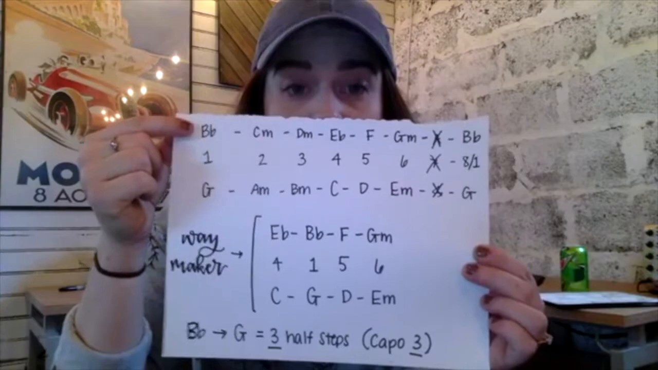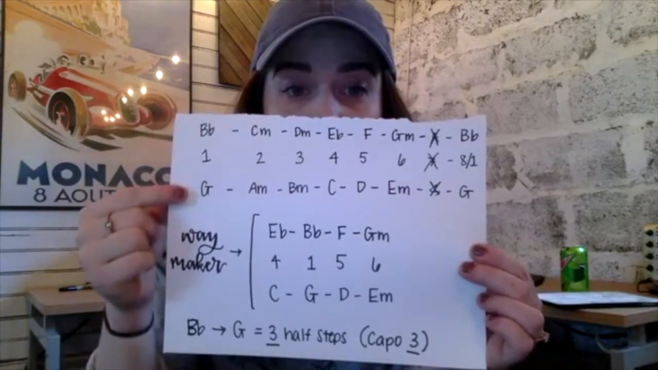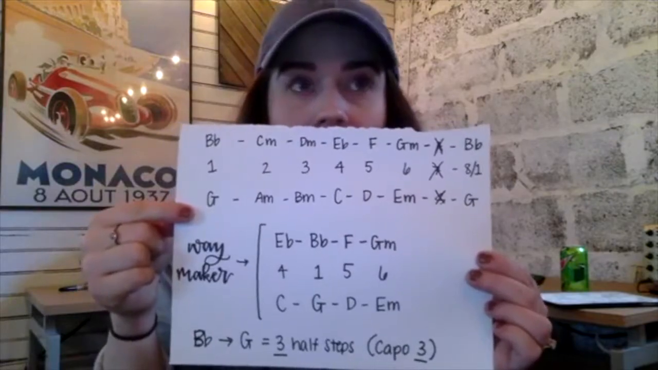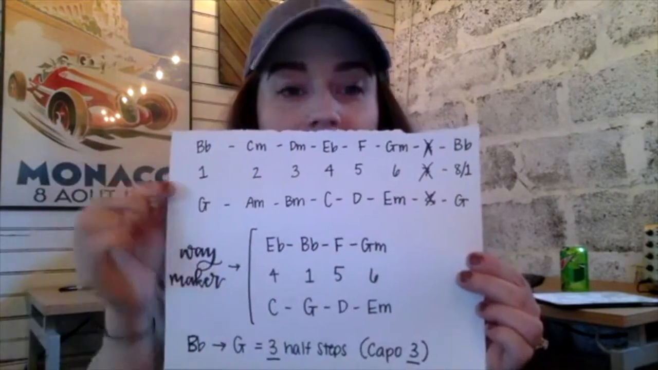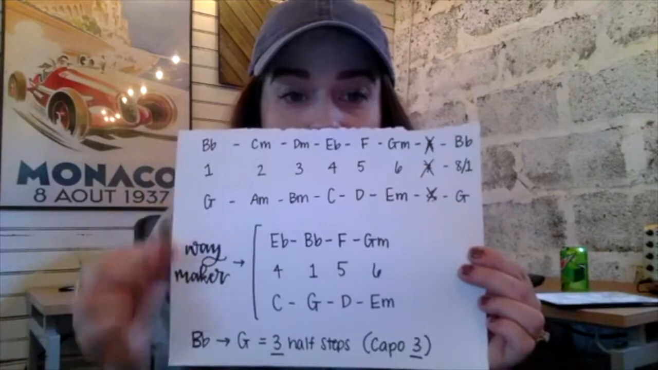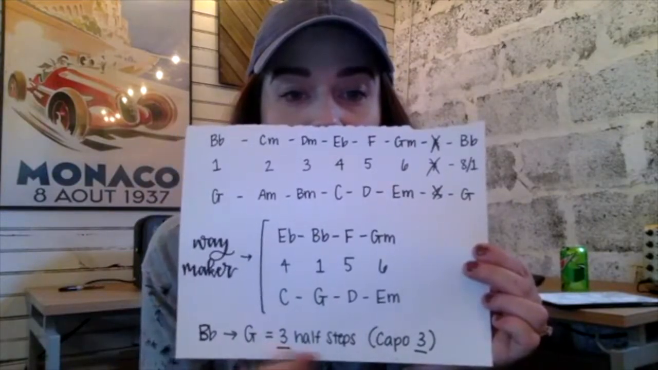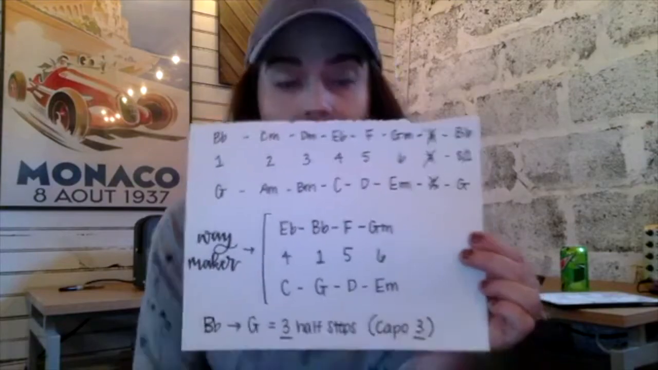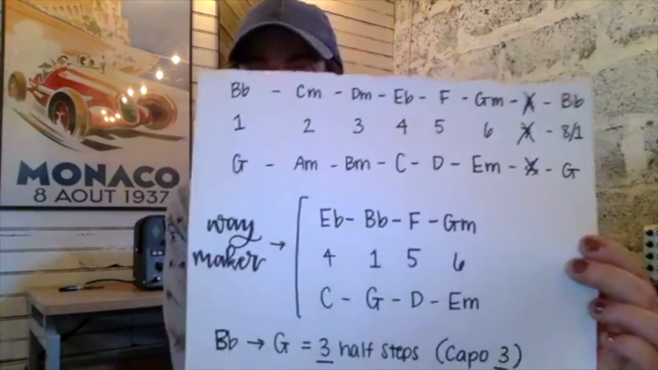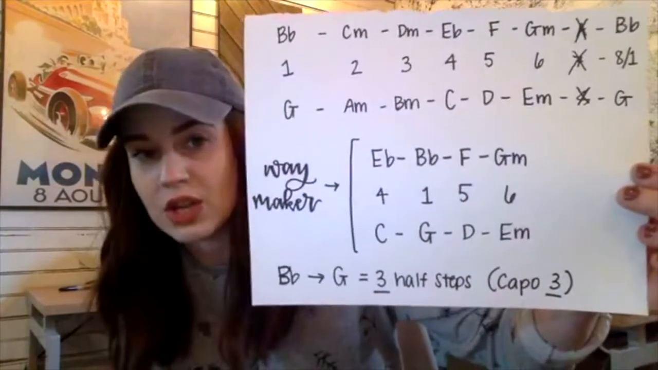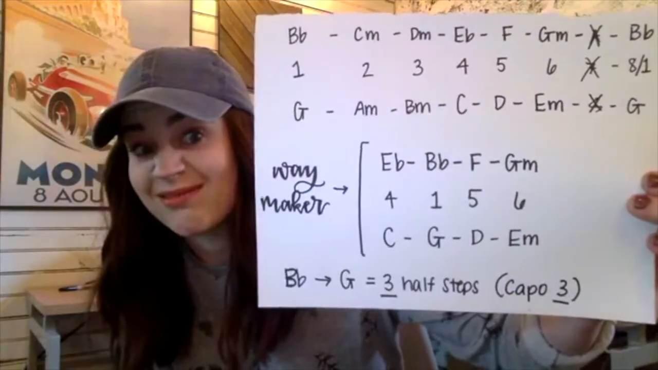your original key and then going down to the key that I know how to play. B flat down to G is 3 half steps, so capo 3. Okay, so this is one example of you transposing to the key of G, one that you know how to play. Okay, I'm going to move on.